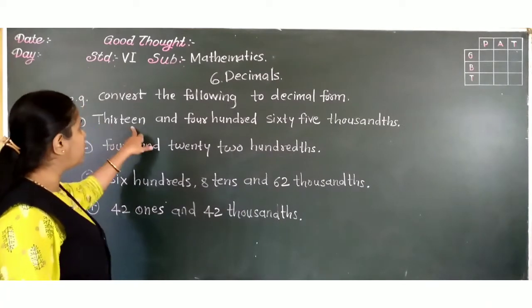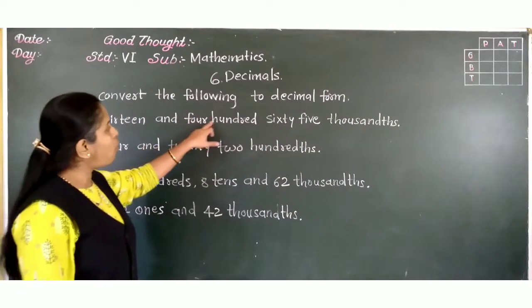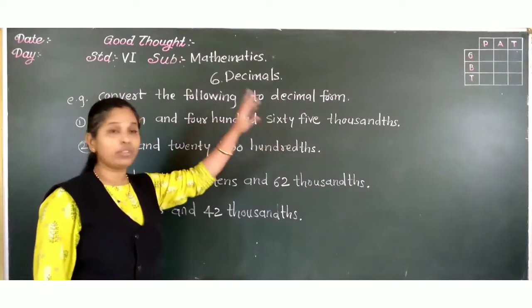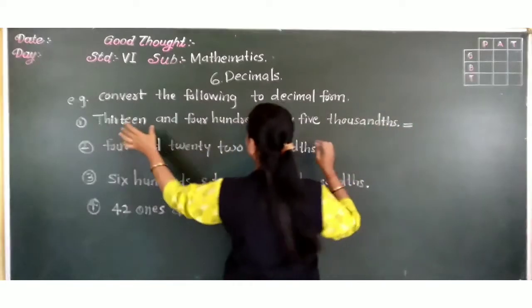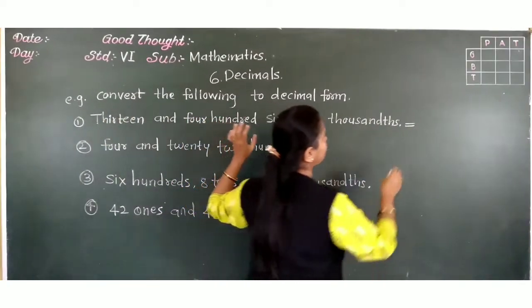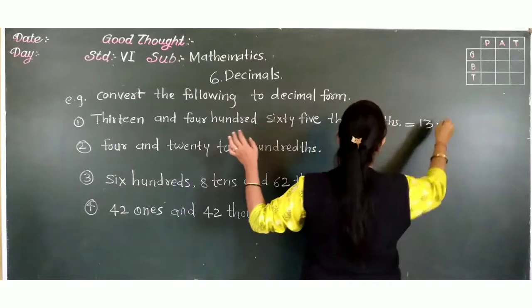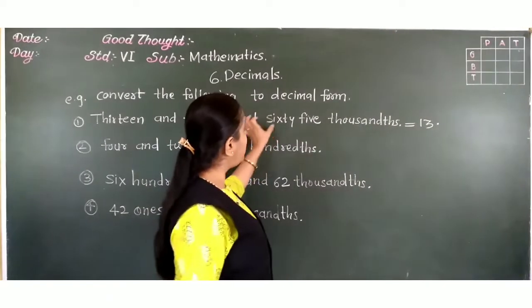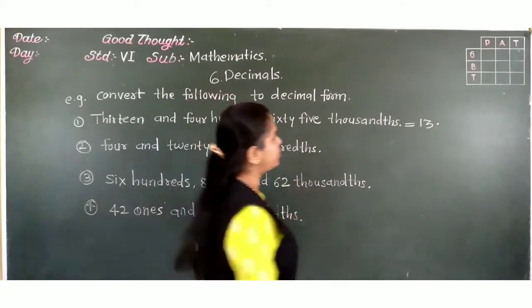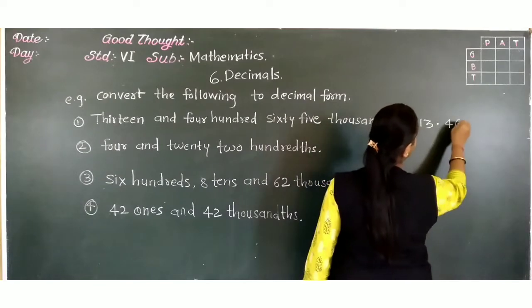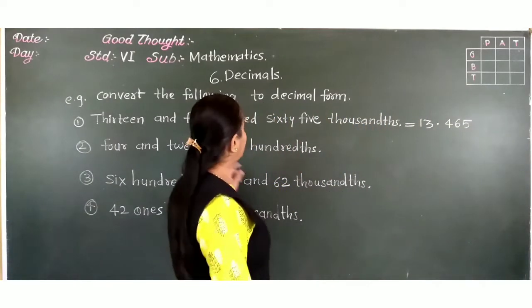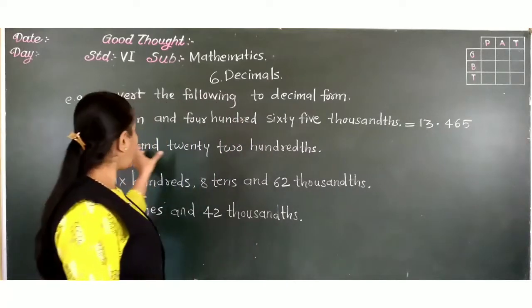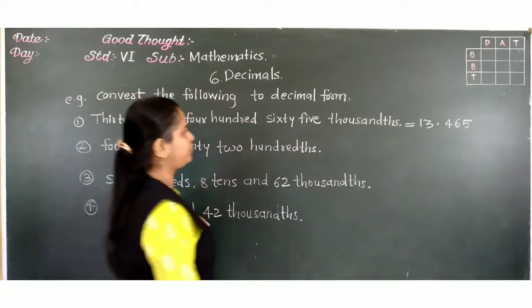We can write the given numbers in decimal form. Now see here, 13 and 465 thousandths. 13, that means 13 is the whole number. Okay. Point 465. So how to write 465 thousandths? Okay. Next, 4 and 22 hundredths.